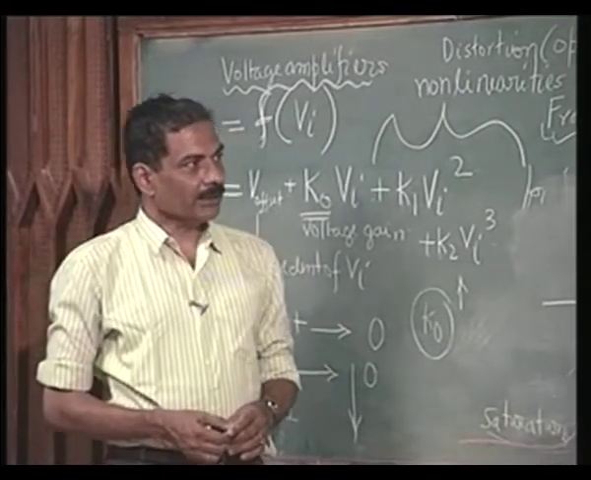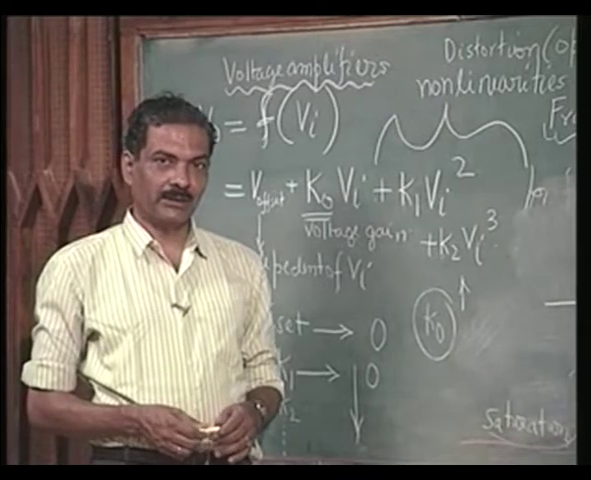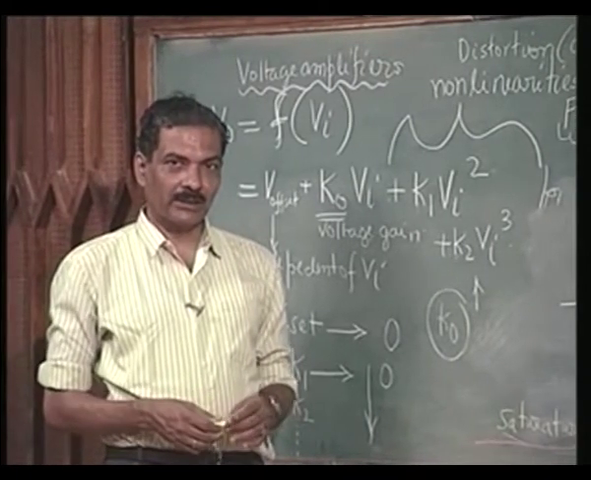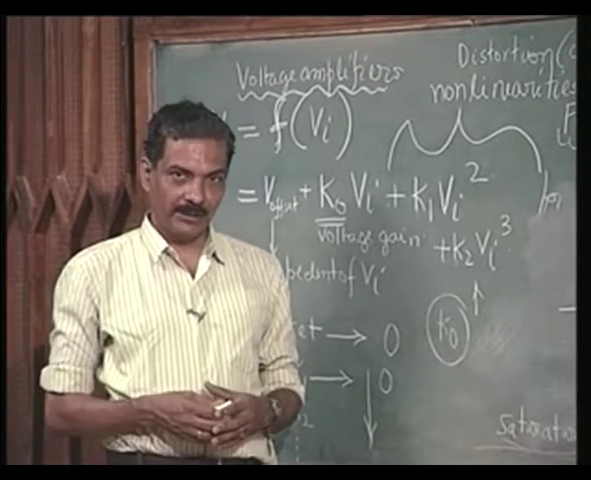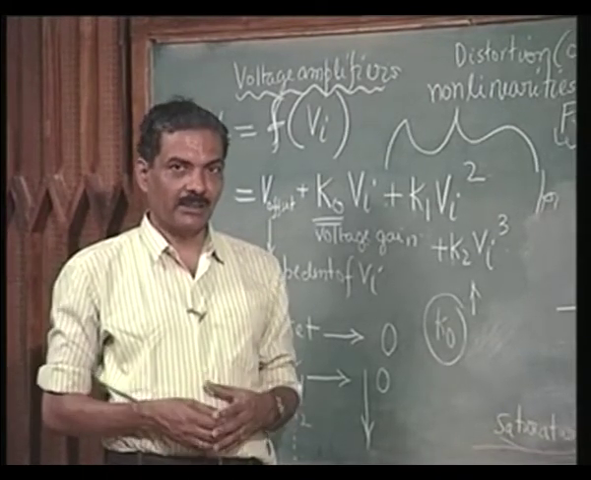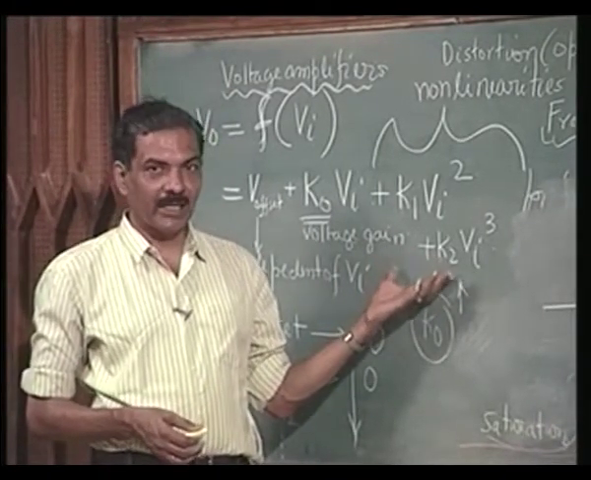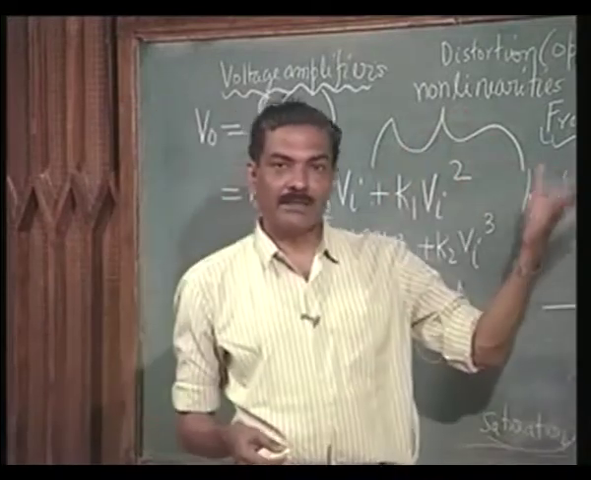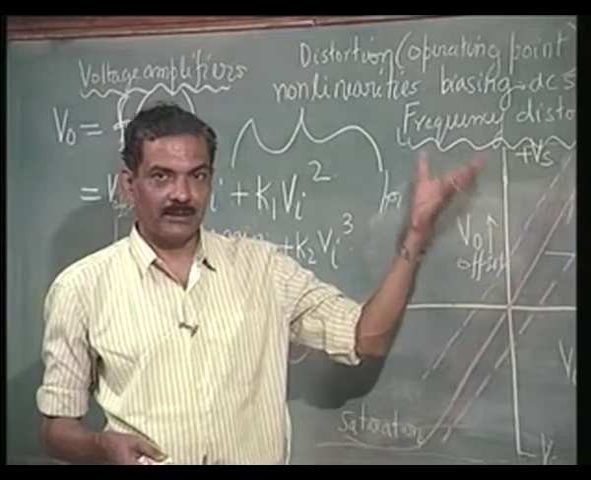In the next class we will learn more about these aspects: distortion, what distortion causes, and how distortion can be measured quantitatively. This distortion that we have talked about for the second time is different from the frequency distortion, which comes about because of frequency dependence of the gain.